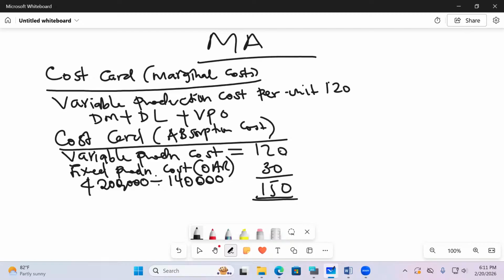So that is the first step that you ought to have done in this particular question. The moment you have done this, you can never go wrong. Remember, in most cases, they will not give you this total variable production cost. If they don't give it, then to get the absorption cost, we would ordinarily take direct materials plus direct labor, plus variable production overheads, and then plus fixed production overheads, or fixed production cost. That's how we did this in our class.